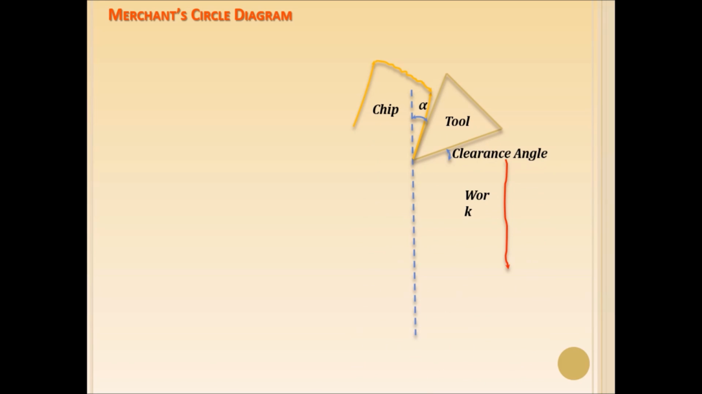Now let us see the Merchant circle diagram. Initially, let us consider a single point cutting tool with a machining operation taking place. You can see the workpiece shown by the red border. The yellow border represents the chip, and the tool is shown with the black border. You can see the rake angle which is formed, and also the clearance angle.